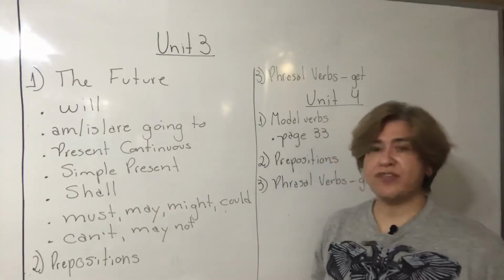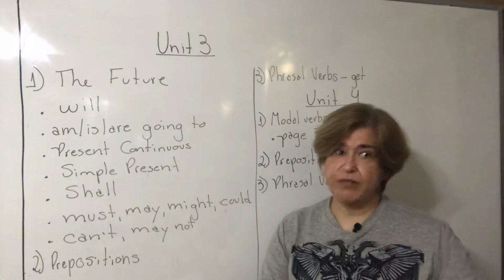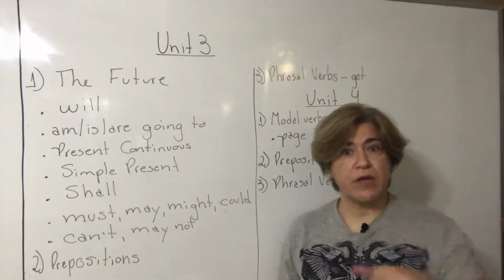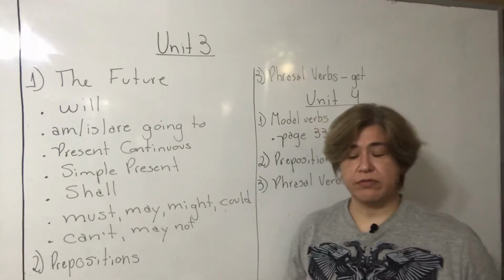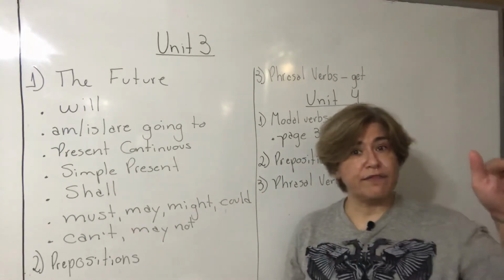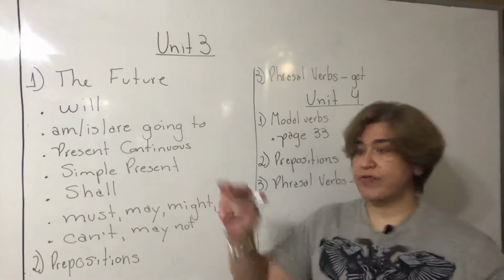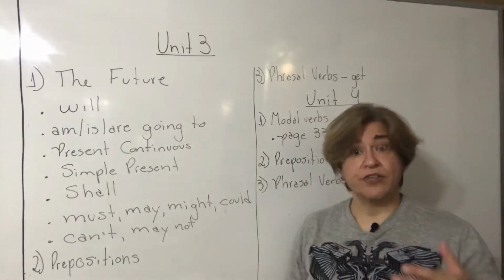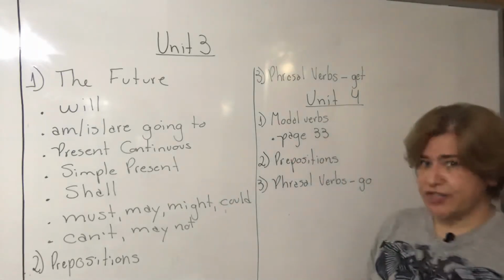When you are in a restaurant and you open the menu, you pick up the dish you are going to eat, and then you say to the waiter, I'll have this, I'll drink that, okay? So will is used to make a decision.